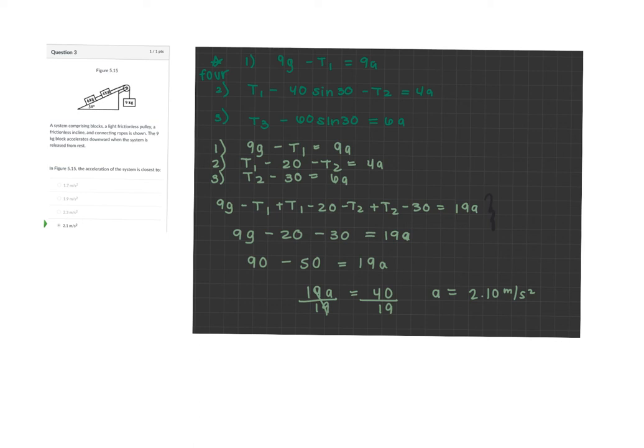Then we have 19a equals 40, and then we leave the a isolated, so we divide by 19, and the a is approximately 2.10 meters per second squared, which is 2.1 meters per second squared in this answer.